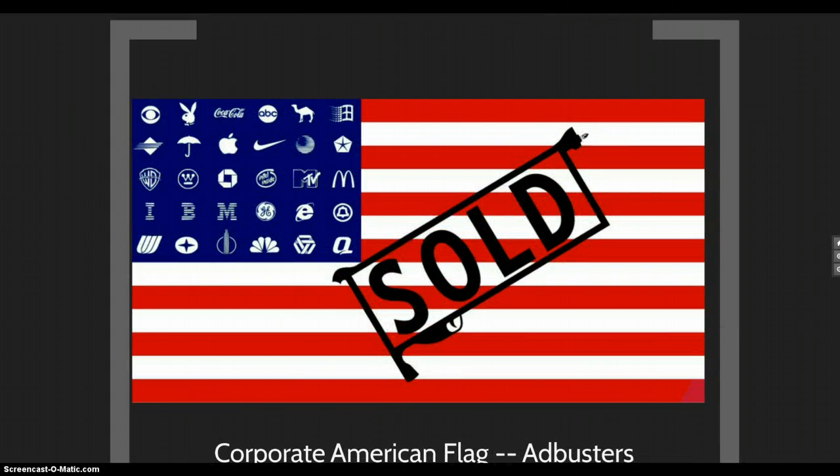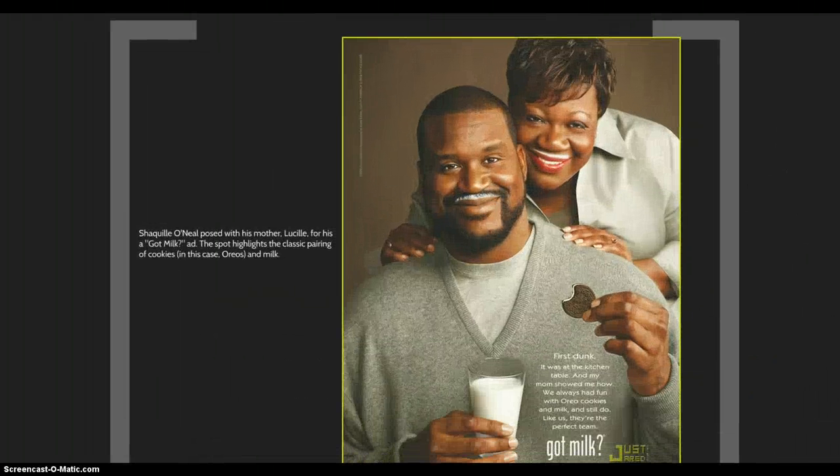Here's an image that you can compare that flag to. This is a flag by Adbusters. It's a corporate American flag, and this sends a completely different message with these icons. And so, what do you notice about this flag? What stands out? What's the focal point? And the rhetoric. What is the message? Just go through these.